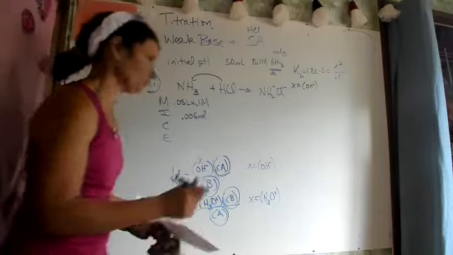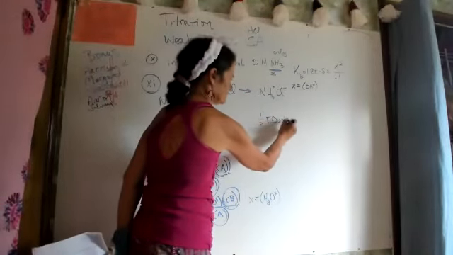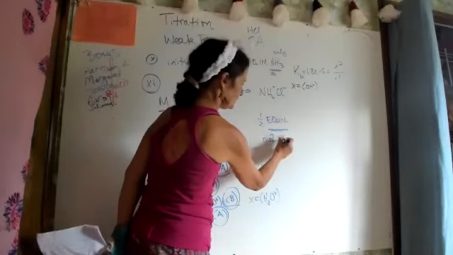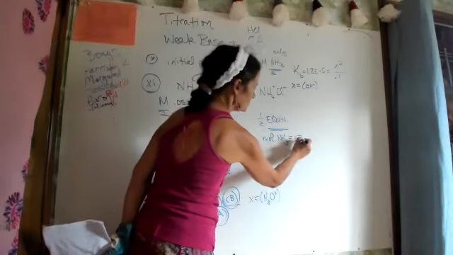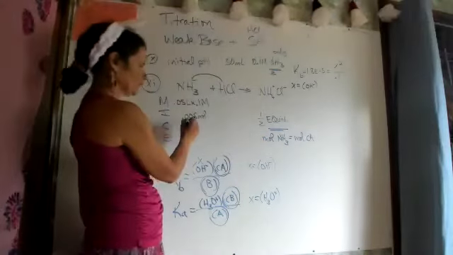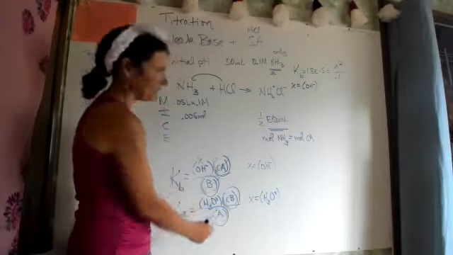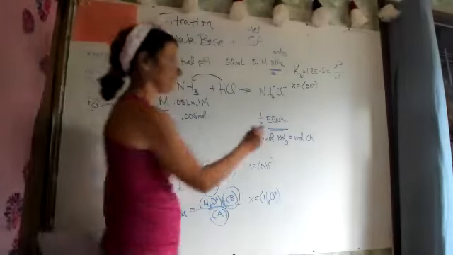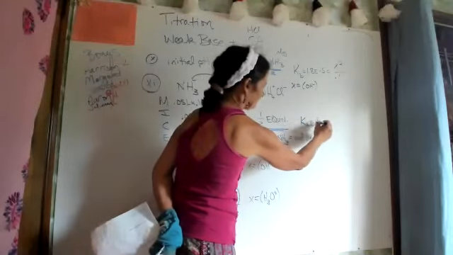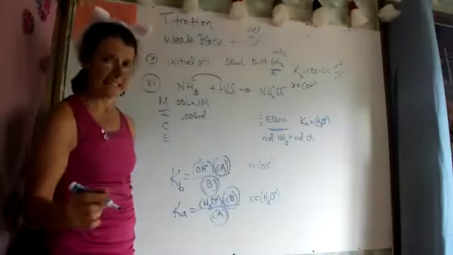So we're going to do the half equivalence. Half equivalence. Moles of the NH3 are going to equal the moles of its conjugate acid. These guys are equal, so these will cancel out. So this is the point at the half equivalence where the Ka equals the hydronium. Or you can say the pKa equals the pH.